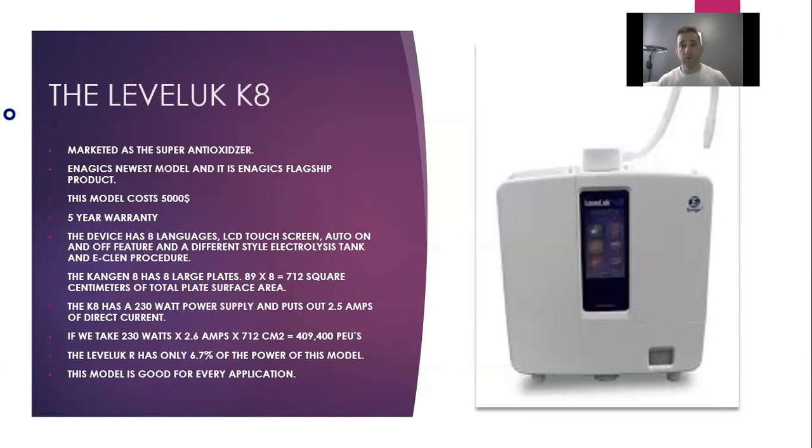Well, if they really want to know, you now have the understanding of PEUs, and you'll know that it's the total surface area of the plates multiplied by the watts, multiplied by the amps, and you can explain to them with math and say, look, this is a potential electrolysis unit. And the 9.5 produced by the Level R only has 6.7% of the power or the therapeutic properties of the 9.5 from the K8.